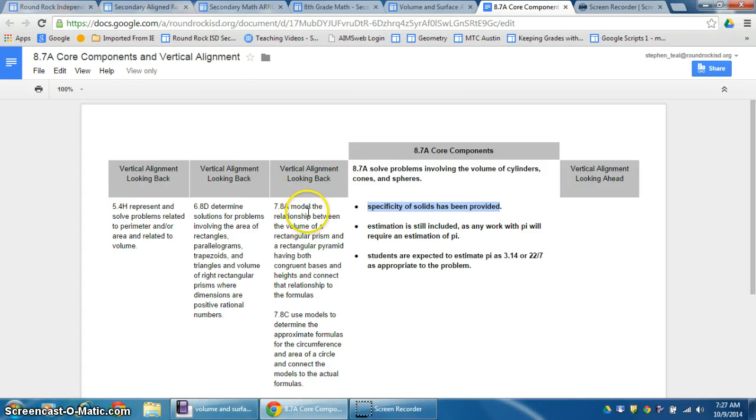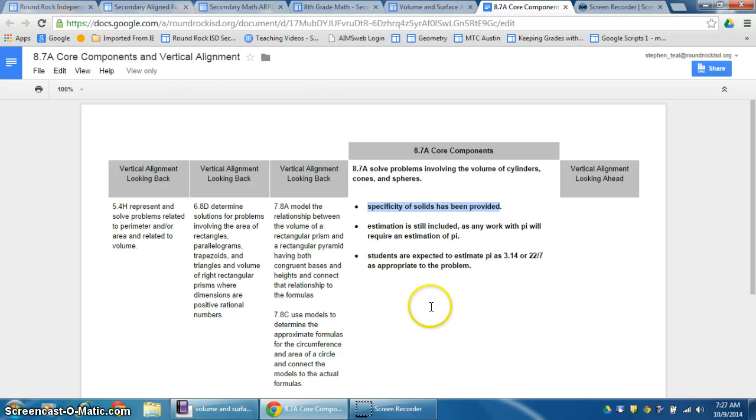And then last year, and again, these TEKs are being implemented, so you might see some gaps there. But in 7th grade, they're using models to approximate the formulas for the circumference and area of a circle and connect the models to the actual formula. So they're building in this understanding, looking at the model where the formula for things comes from. And you will see that when we look at your surface area TEK.